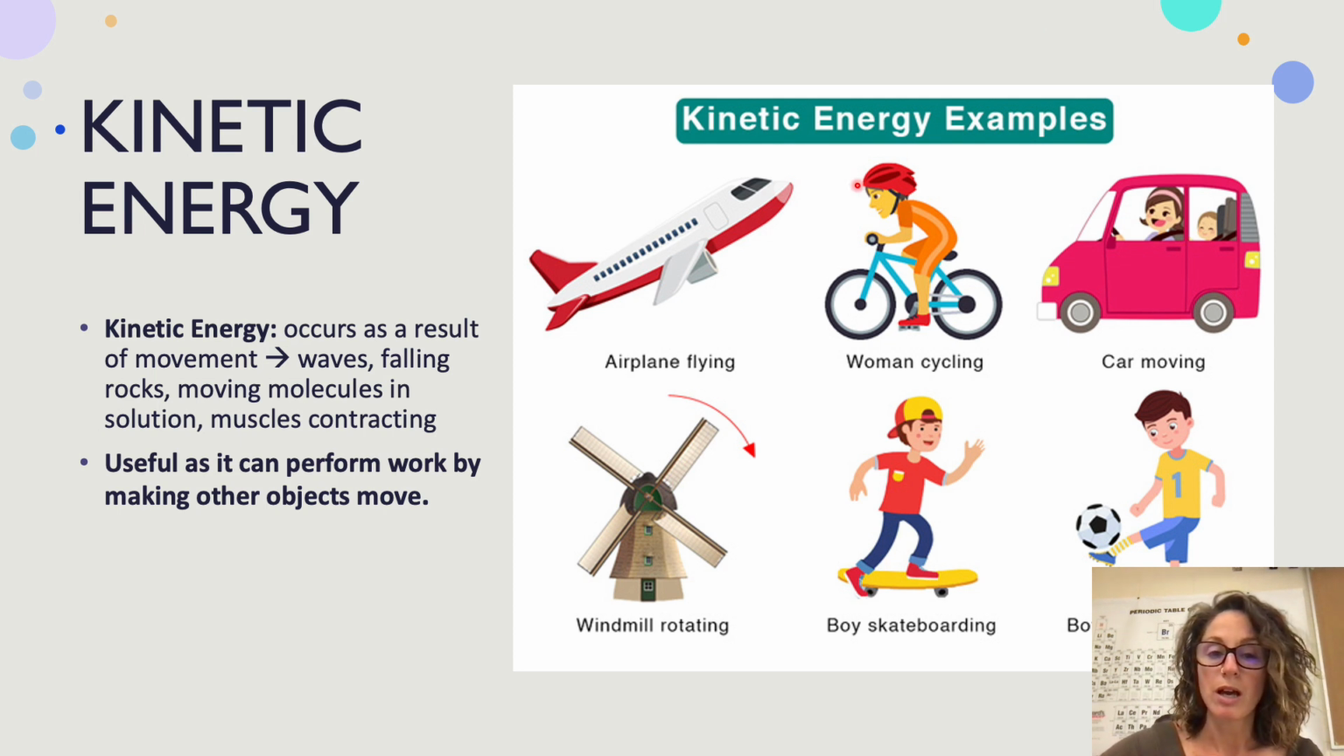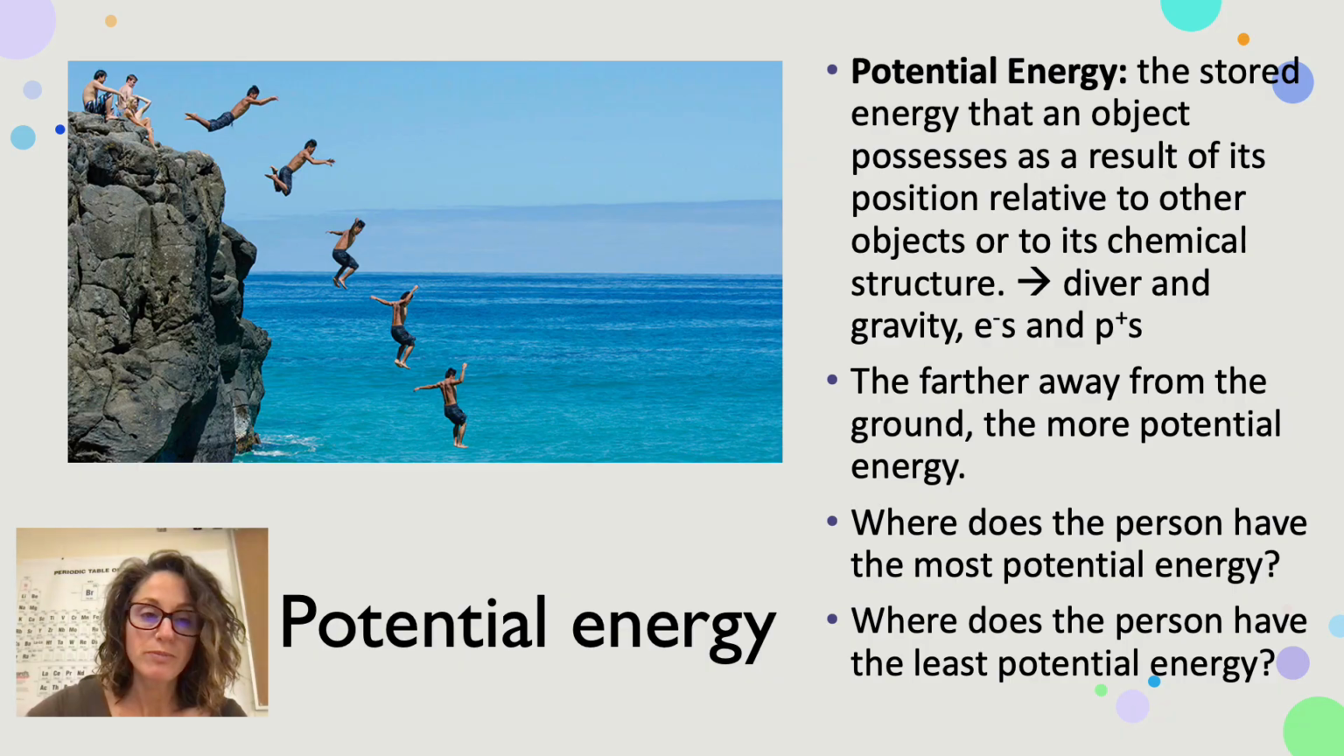So we see here we have different examples: an airplane flying, a windmill rotating, a boy skateboarding, a woman cycling, a car moving, or a boy playing soccer. All of these are different forms of kinetic energy. The other type is potential energy. This is stored energy that has the potential to do work.